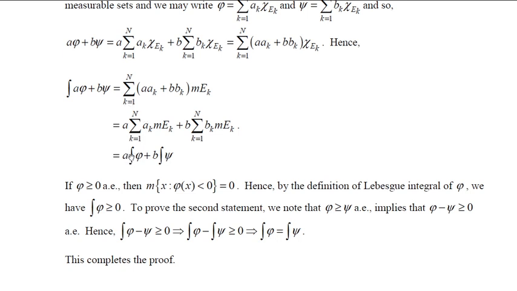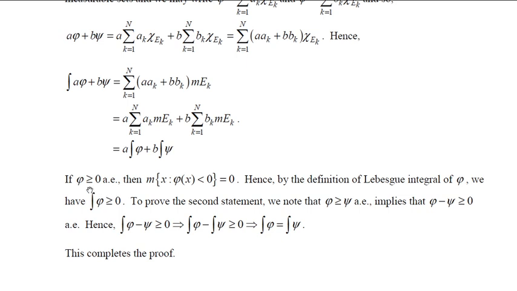Now let's prove the second part. To prove this, first you should recall this result. If phi is greater than or equal to 0 almost everywhere, that means wherever this result fails, for such a collection of points the measure is 0. Now, the measure of the set of all x where this is failing, that is, phi of x less than 0, means it is not greater than or equal to 0. For such sets, the measure should be 0. Hence, by the definition of the Lebesgue integral of phi, we know that if phi is greater than or equal to 0, then the integral is also greater than or equal to 0.